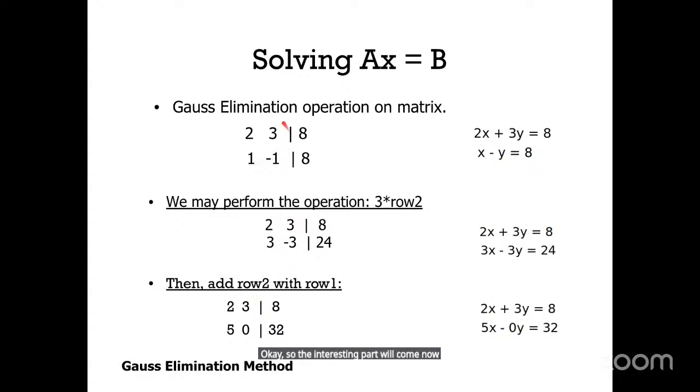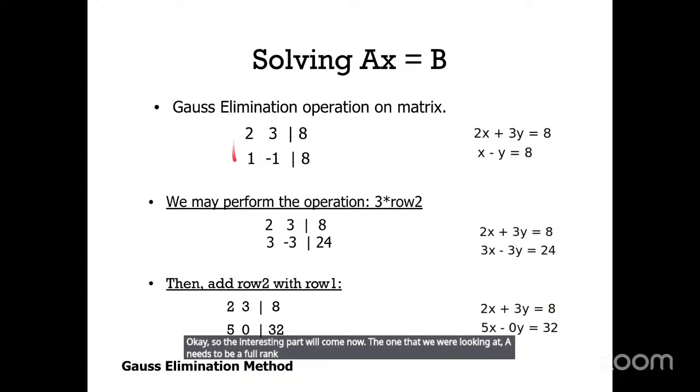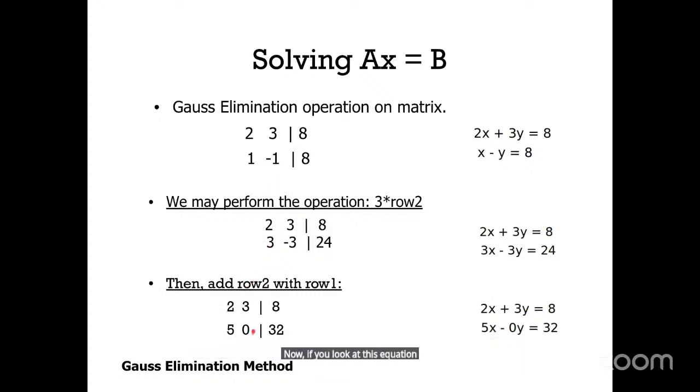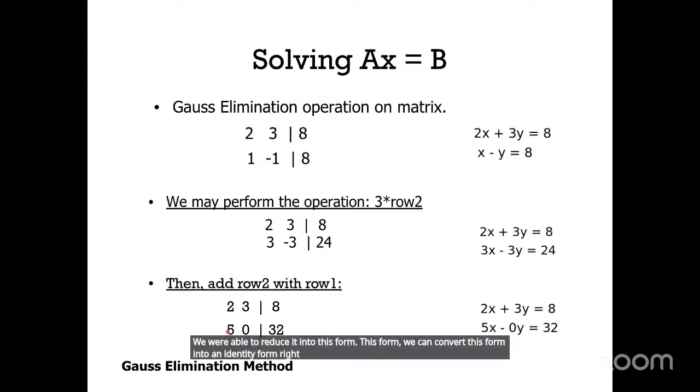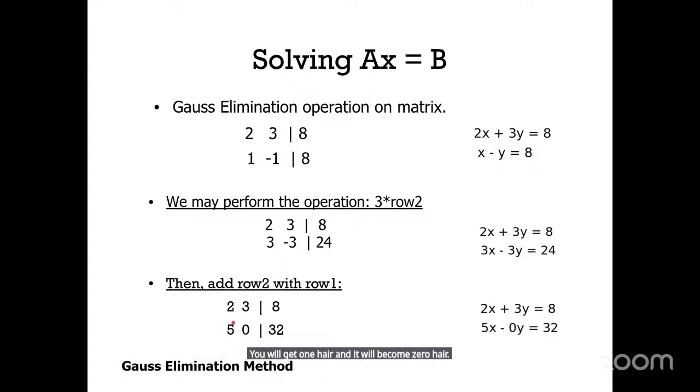Okay, so the interesting part will come now. The one that we were looking at, A needs to be a full rank matrix. This part we are calling A, and this 8, 8 we are calling B, right? Now, if you look at this equation, after doing row operations on it, we were able to reduce it into this form. We can convert this form into an identity form. You will feel like, how can this form be created? You can multiply the first row with 0 and multiply the second row with 1 by 5 and add both of them. You will get a one here and it will become a zero here. And then similarly, you can do the same thing to make a one here and a zero here.